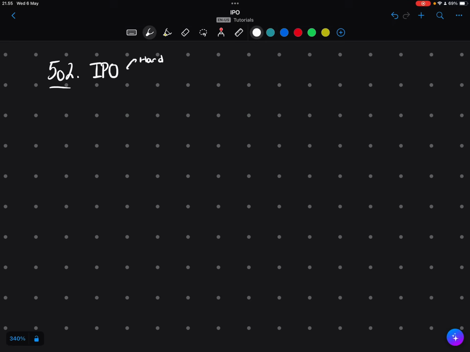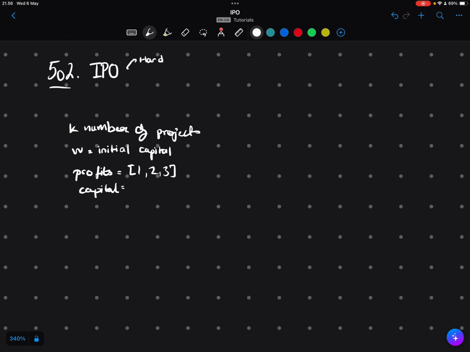LeetCode number 502 IPO, which is a hard question on LeetCode. Now the question itself states that we have to do k number of projects, and we are given an initial budget, let's just say, of W. So that is our initial budget, capital, whatever you want to call it, and profits is tied with capital, so both of them go together, and essentially, we call it a project.